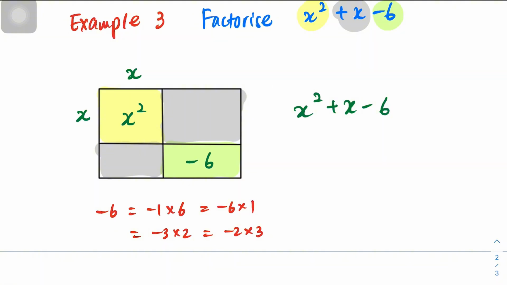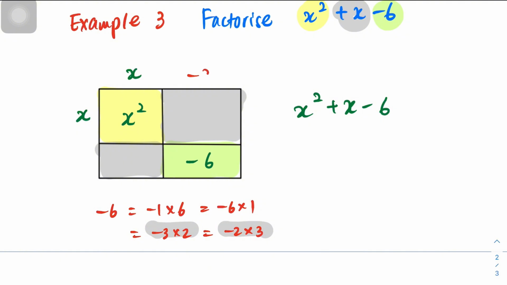So let's try to make some intelligent guesses. If we use negative 1 and 6, you will see that it is impossible to get 1x in the end because you are going to get 6x and negative 1x. No matter how you add or subtract, 6 and 1 is never going to give you 1. So I would probably go with 3 and 2. But should we use negative 3 times 2 or should we use negative 2 times 3? Okay, so let's just try.